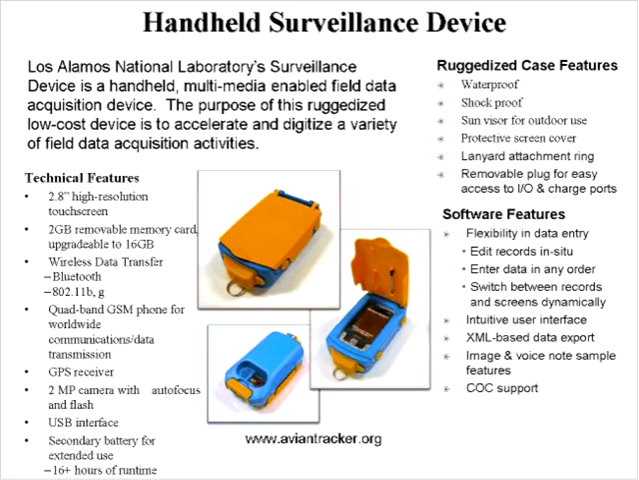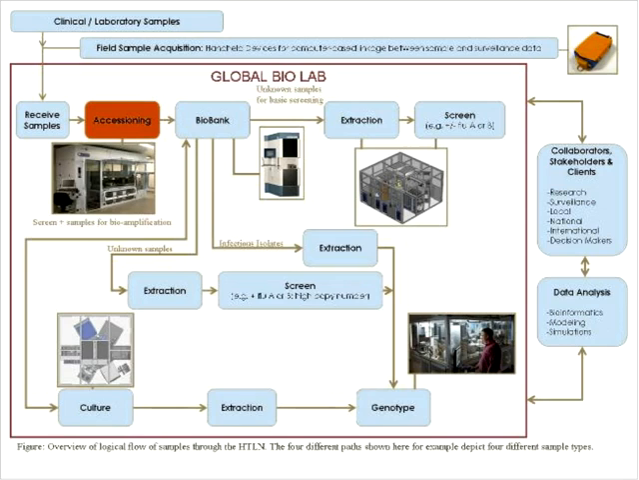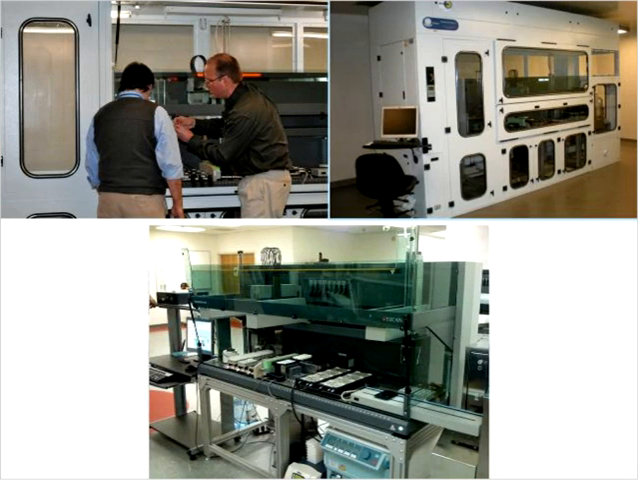One of the enabling technologies that we're able to offer the field researchers is a handheld surveillance device, which is used for the collection of the metadata and epidemiological data that then gets paired with the laboratory data that we have coming in from the Global Bio Lab. Those samples and their paired data coming from those handheld devices come in through an unpacking facility within the Global Bio Lab and then go into the accessioning system, which is what I'm going to show you next.